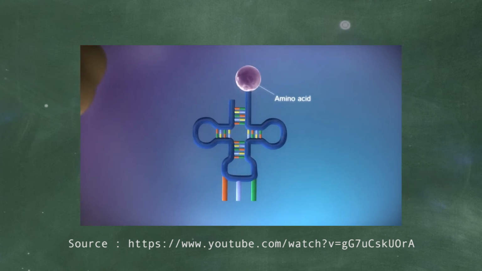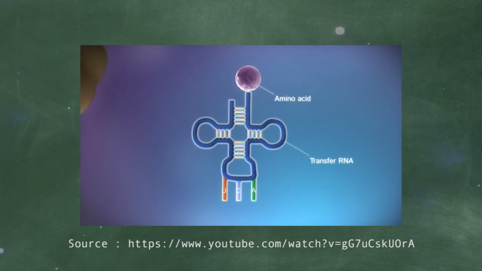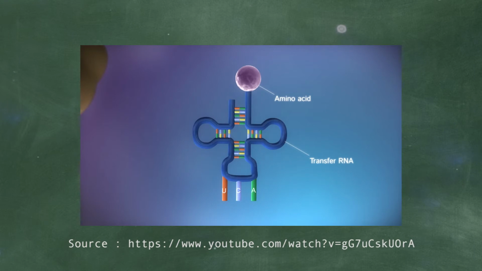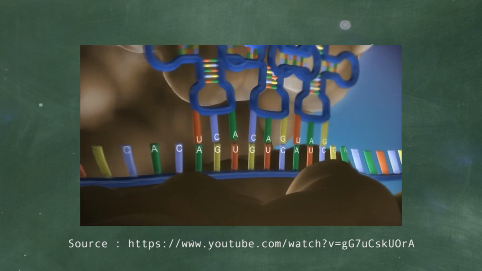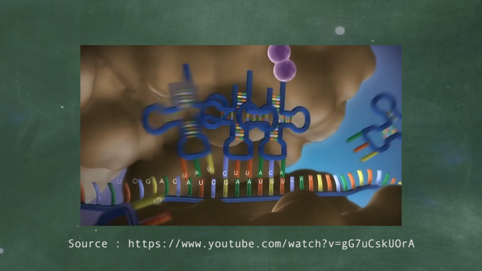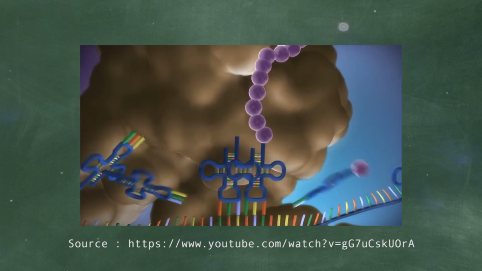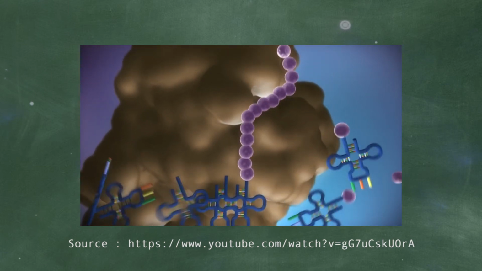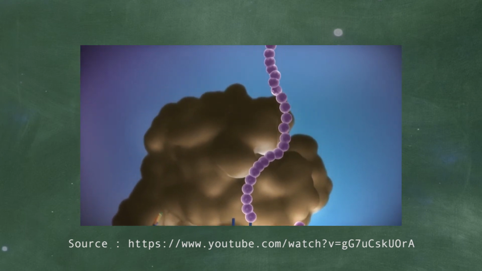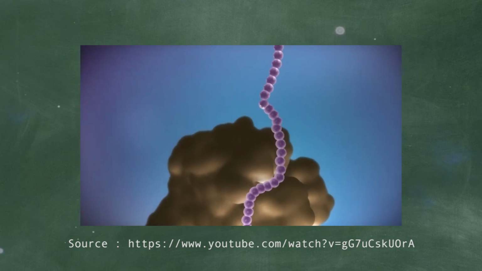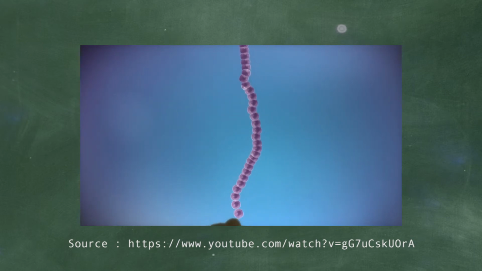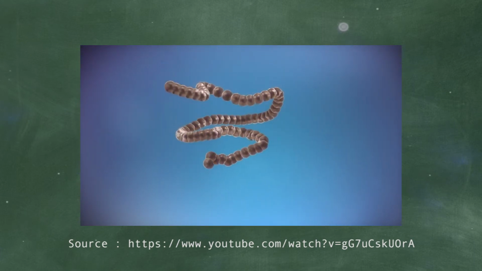There are 20 different types of amino acid. Transfer RNA molecules carry the amino acids to the ribosome. The messenger RNA is read 3 bases at a time. As each triplet is read, a transfer RNA delivers the corresponding amino acid. This is added to a growing chain of amino acids. Once the last amino acid has been added, the chain folds into a complex 3D shape to form the protein.